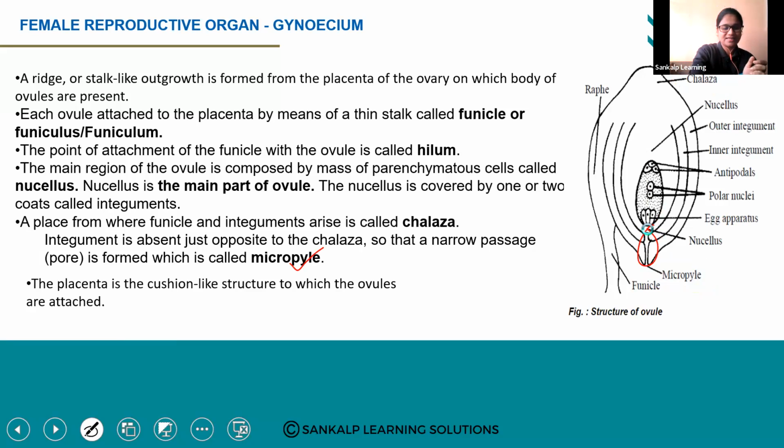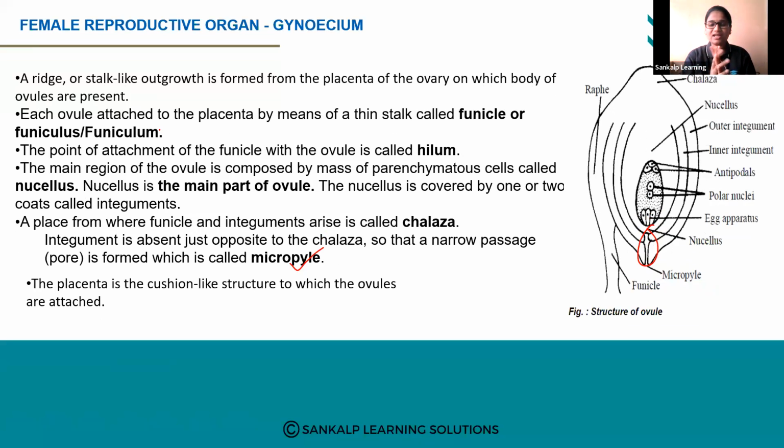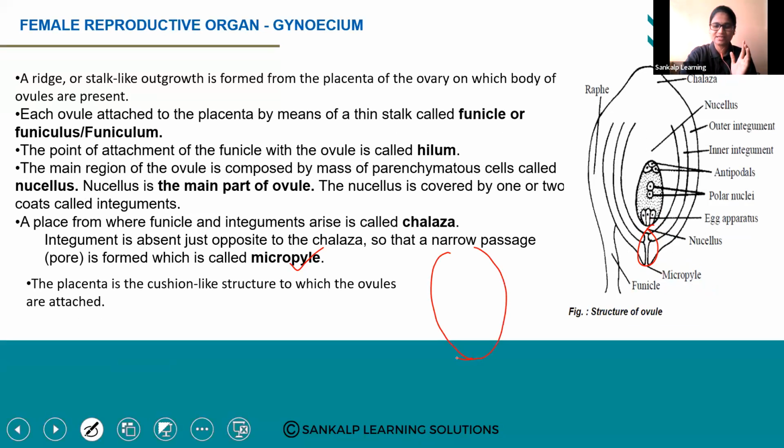Then we have the placenta. They gave the definition of placenta here. Placenta means what? It is the cushion-like structure to which ovules are attached. So if you consider this as the ovary, this is the placenta, and through the funicle, the ovules will be attached like this. I hope you got it, Jyoti.